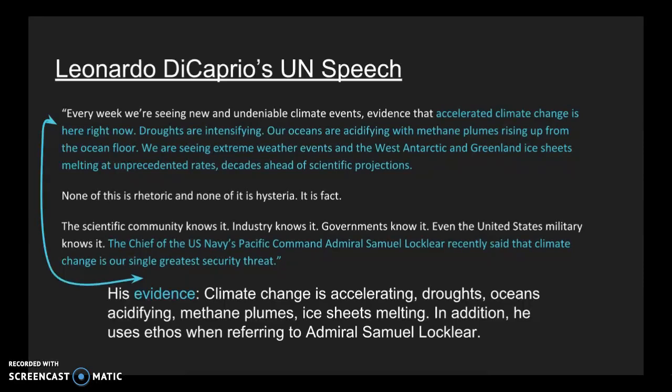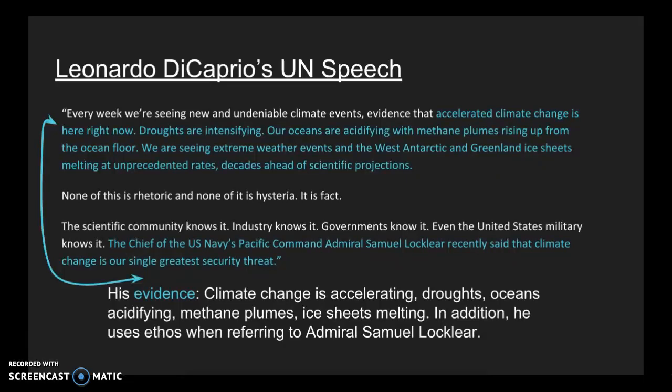None of this is rhetoric and none of it is hysteria. It is fact. And then he goes on to say the scientific community knows it, the industry, the government, they know it, and even the United States military knows it. The chief of the U.S. Navy Pacific Command, Admiral Samuel Locklear, recently said that climate change is our single greatest security threat.